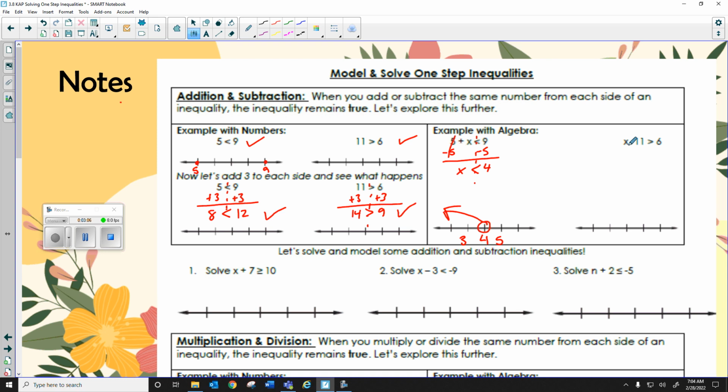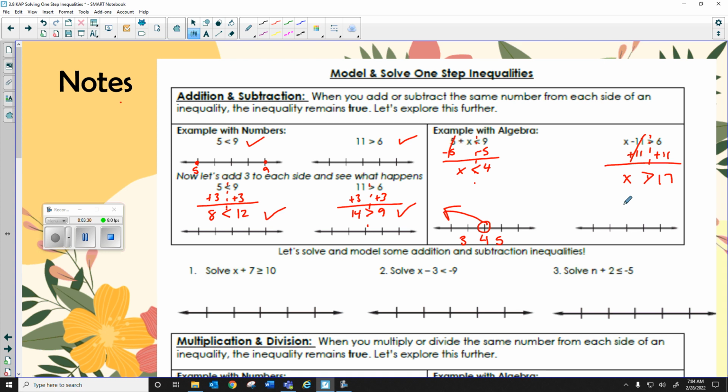Over here, we're trying to get x by itself. I want to get x by itself, so I'm going to undo the subtraction of 11 by adding 11 to both sides. Adding 11 cancels that out, bring down the x. 6 plus 11 is 17. Bring down that inequality sign. So it's saying that all numbers greater than 17 are going to make this true.